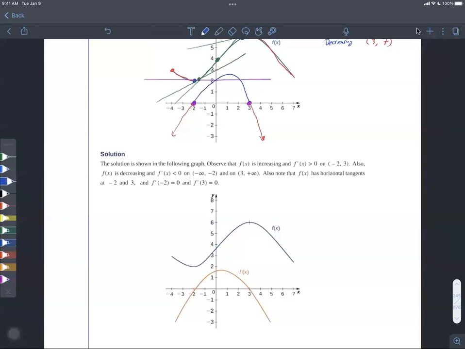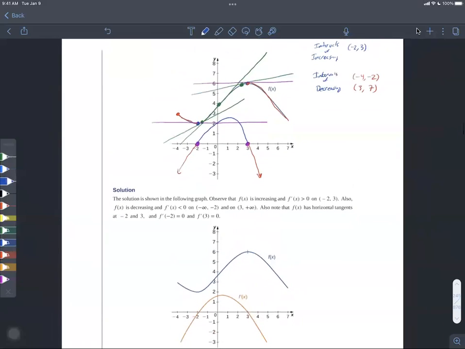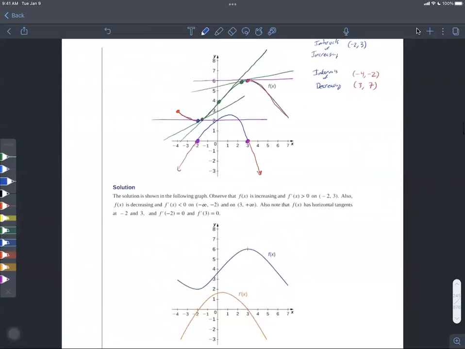Observe that f of x is increasing and f prime of x is larger than 0 on the interval from -2 to +3. Yes, that's what we said. Also, f of x is decreasing and f prime of x is less than 0 on the interval from -∞ to -2. Okay, yeah, we only went as far as -4. I mean, the picture in the book does as well, but they say from -∞, sure. And on the interval from 3 to +∞, and we went from 3 to 7.